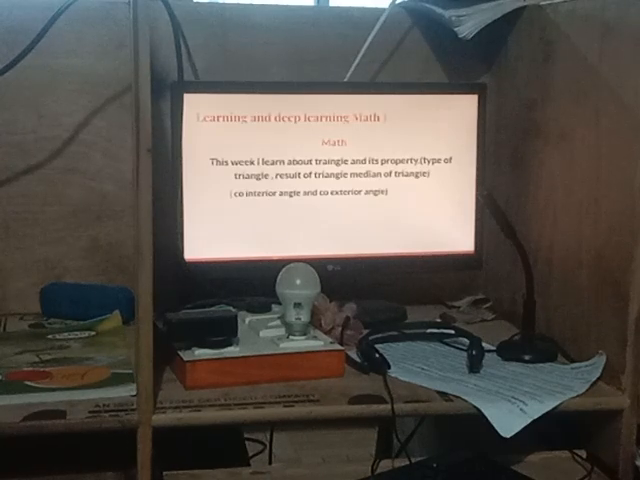So I just started this chapter, so I did not do any exercises in my last week. So I just learned about these points, but I did not solve any numericals on these points. So I just tried to explain it here.